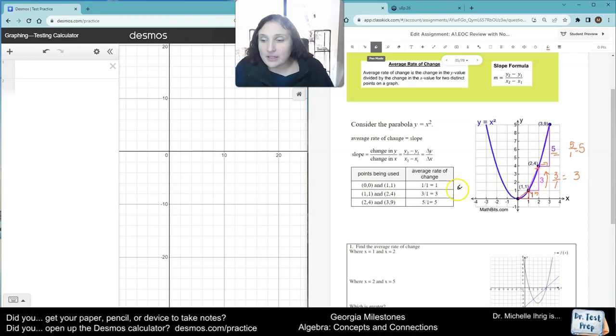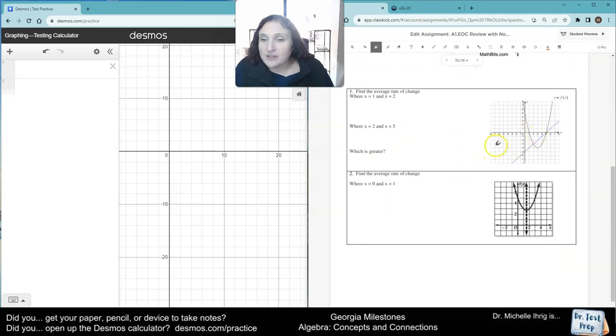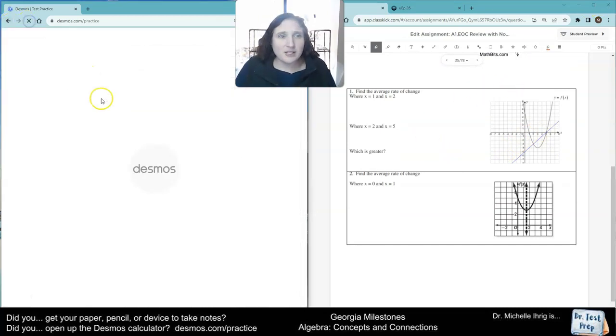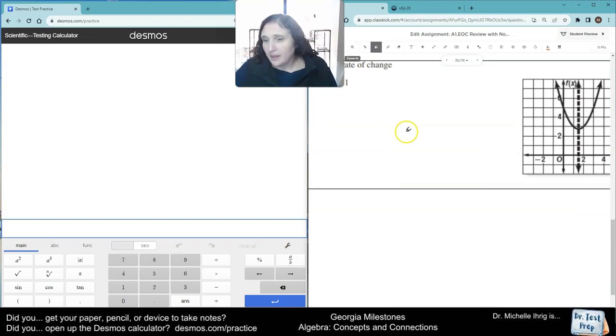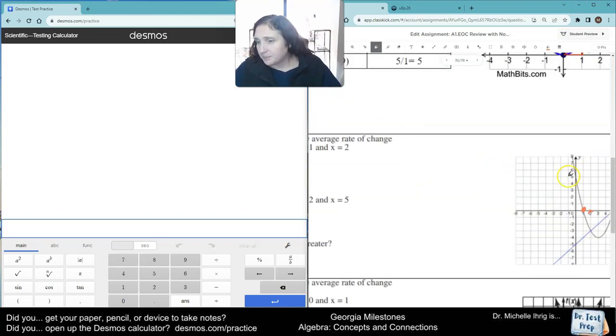So if we look down here, we have this graph here, and let's refresh this and open up the scientific calculator just in case. So it says where x equals 1 and x equals 2. So here's x equals 1, and here is x equals 2. So we're looking at this area right here.